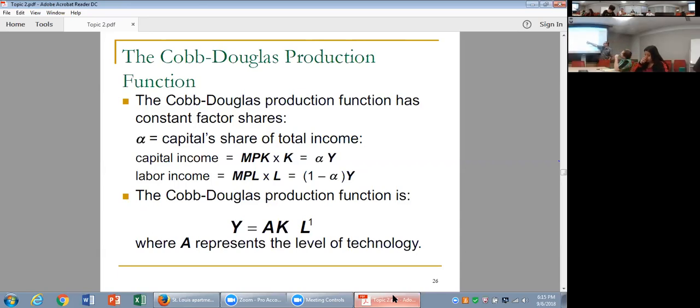This is exactly what I said here, that the share of the total national income that goes to capital is then going to be related to their productivity. And then for labor, it's just going to be 1 minus that other share. So it all adds up to 1. And that's what happens in a Cobb-Douglas production function. All adds up to 1. The technology, again, is largely fixed.